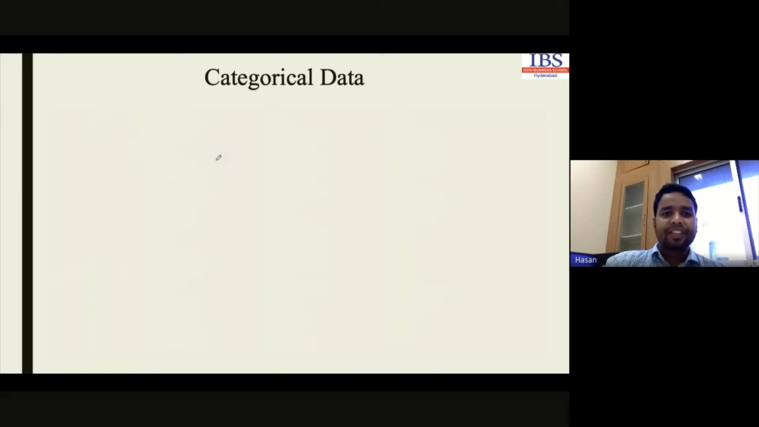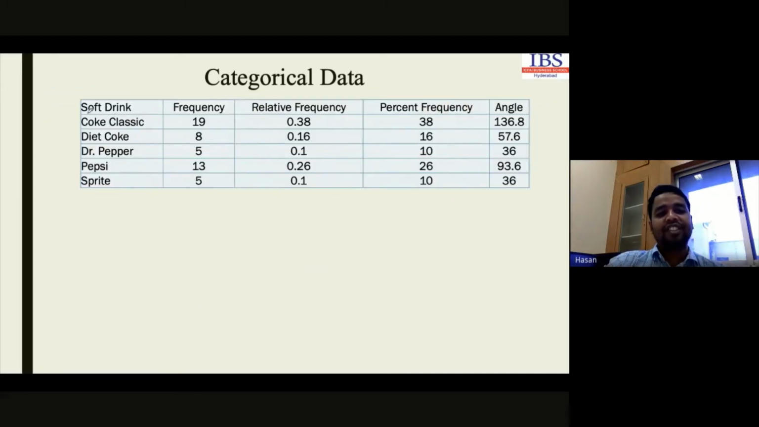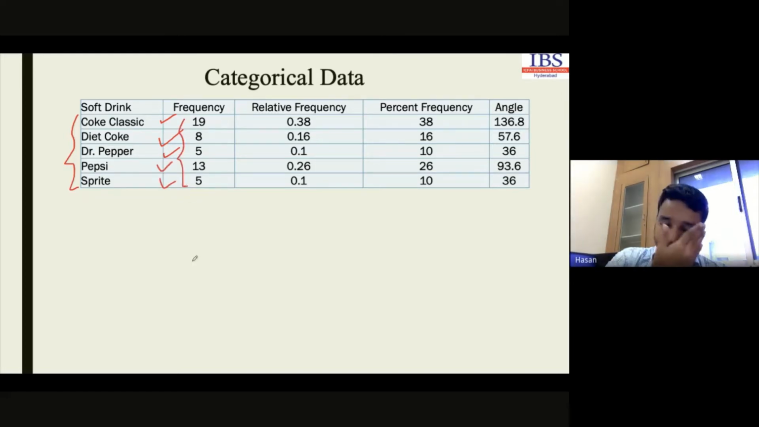Now let's see. We have 5 different types of soft drink, and I have identified the frequency here. For Coke Classic, 19 is the frequency. For Diet Coke, it is 8. For Dr. Pepper, it is 5. For Pepsi, it is 13, and for Sprite, it is 5. So these are the frequencies for the corresponding classes.